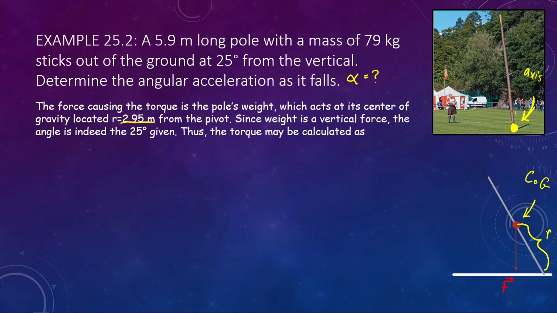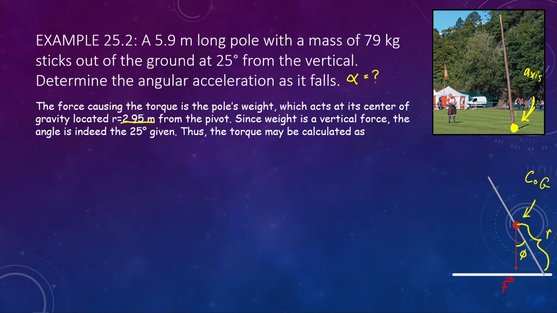Okay, so we know what the distance R is. It's half of 5.9. All we have to really make sure we understand as well is what the angle phi is. We're told that the pole is sticking out of the ground 25 degrees from the vertical. Well, this force given by the red arrow is vertical. So this here is our angle phi, the angle between the radial line and your force.